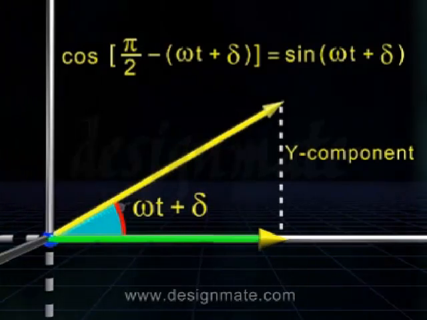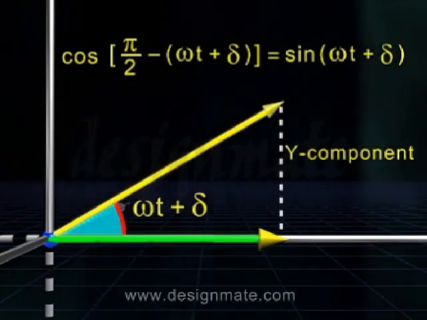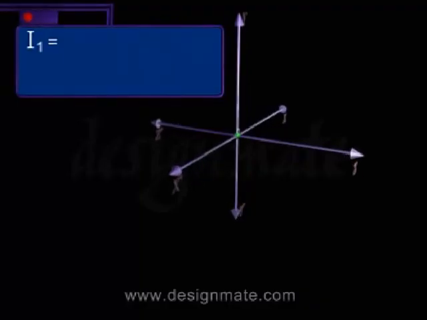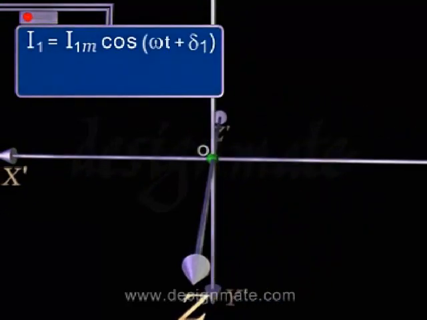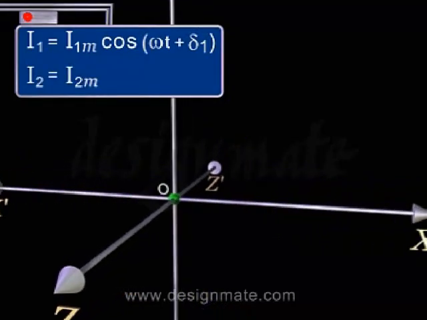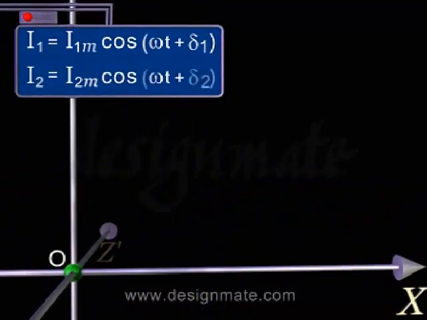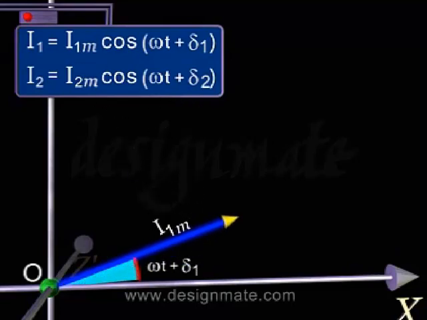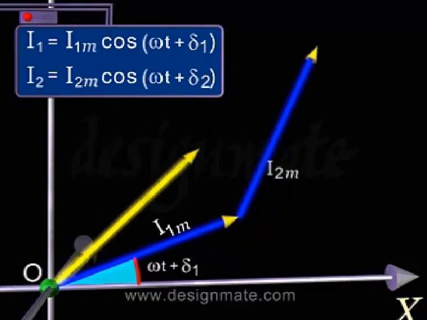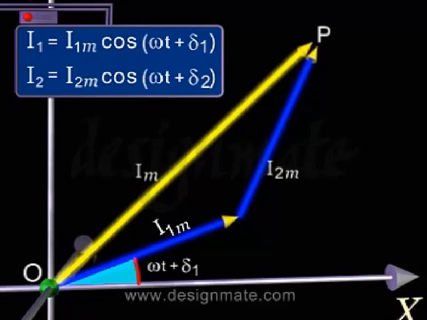Let us consider an example of addition of two harmonic functions. I1 is equal to I1m cos(omega t plus delta 1) and I2 is equal to I2m cos(omega t plus delta 2). In the first step, the vectors representing I1 and I2 are drawn and then their vector addition is calculated.